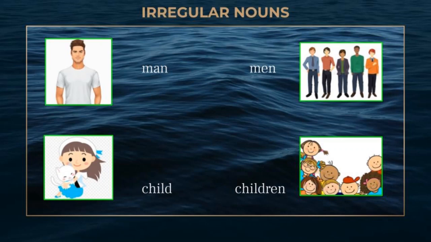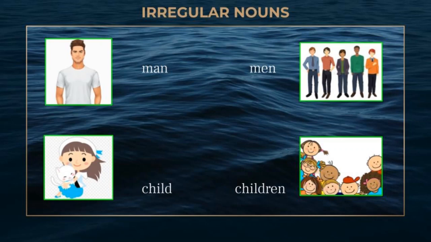Students, some nouns do not follow any rules while changing from singular to plural. Such nouns are called irregular nouns. Irregular nouns are nouns that do not follow any rules. For example, look at the first picture. It is a man. Man is a singular noun. The plural form of man is men.